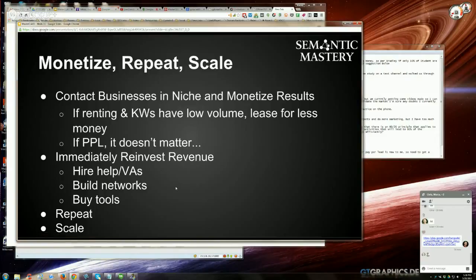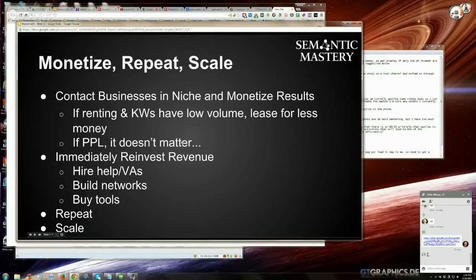Okay. Immediately reinvest in your revenue, guys. When you first start getting some money coming in, you want to turn around and reinvest that money back into your business. We're talking about scaling here, guys, remember? So even if you're new or aren't making money yet, start making money the way that we're talking about here.